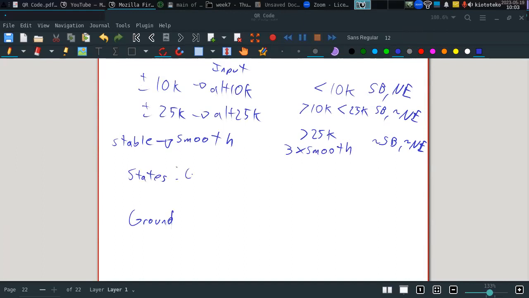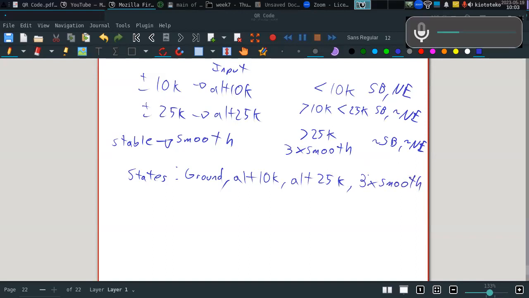So states. So we start at the ground. Then you need to know when you're at 10K. You need to know when you're at alt 25K. And then when you are at the 25K, you need to wait 3 cycles, no? So we need three smooth states if we're in a Moore machine, no? So it's 1, 2, 3 plus other 3, so it's 6, no?